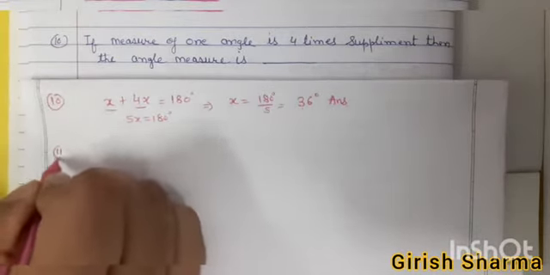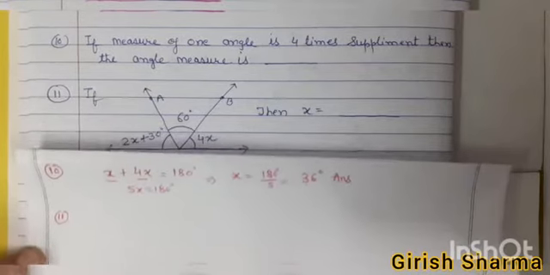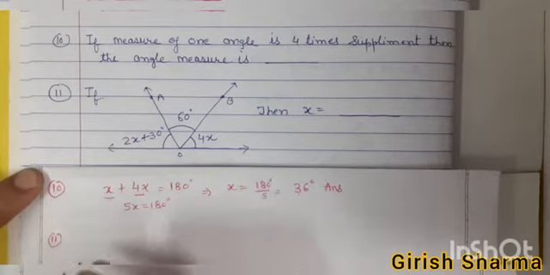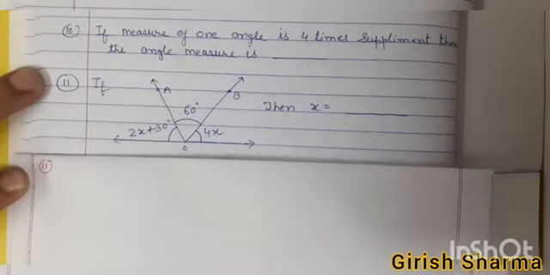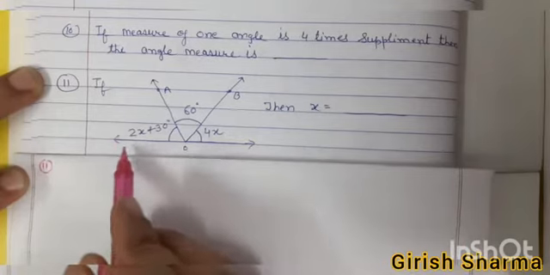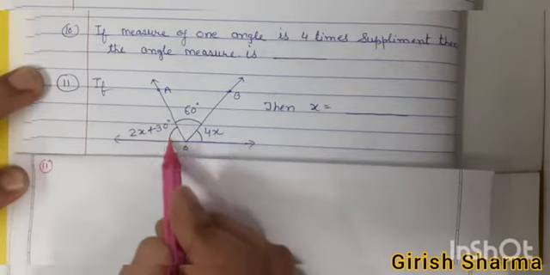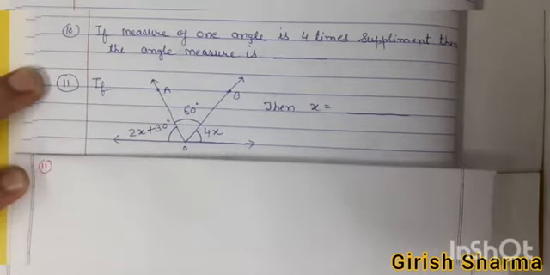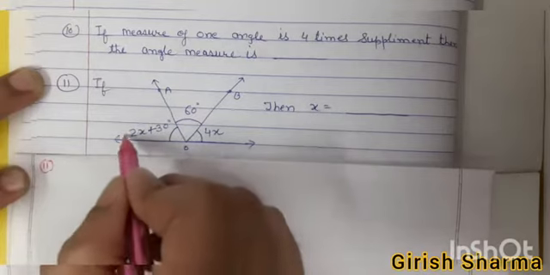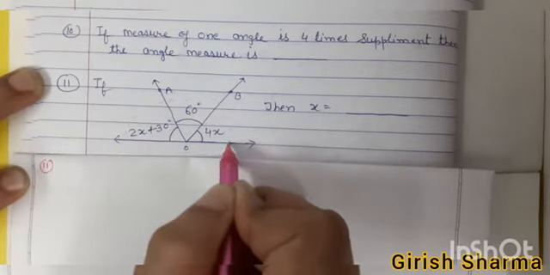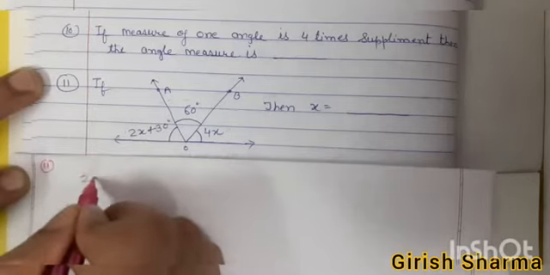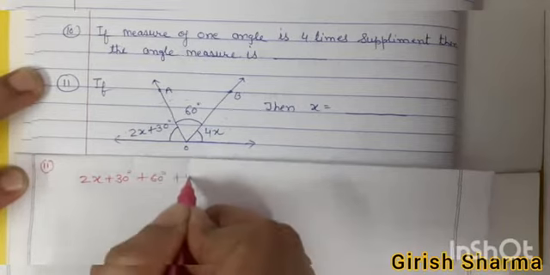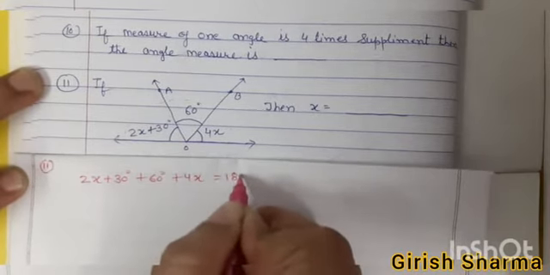Come on, question number 11. Yes, it is a nice question. See, three angles are there, and these three angles are on a line. One angle is this, another is this, and the third one is this. And these three on a line, we can say angles on a straight line. And it means what will be the sum? Let you see. Sum is what? 180 degrees. It means 2x plus 30 degrees plus 60 degrees plus 4x is equal to 180 degrees.